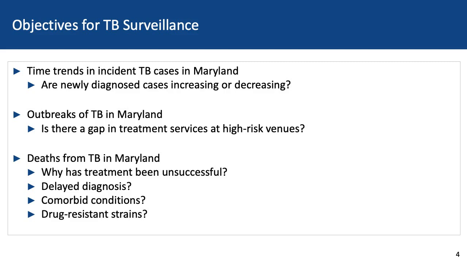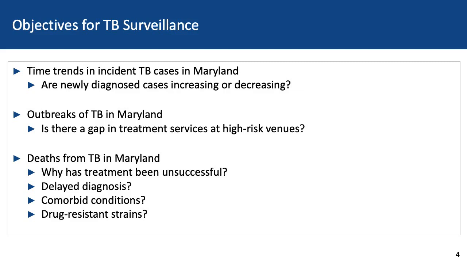Now, we can look for outbreaks of TB in Maryland by looking at cases, but an even more effective way to find outbreaks and to conduct public health surveillance for outbreaks is to look at the genetic sequences of the TB organisms that come from patients.